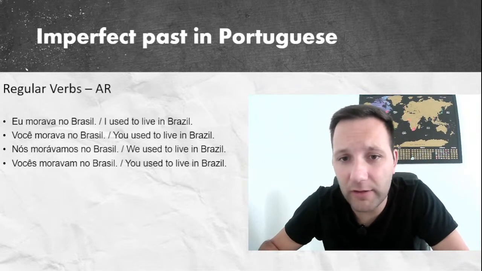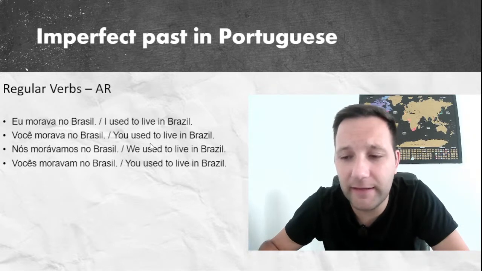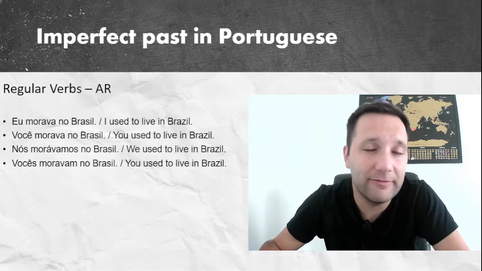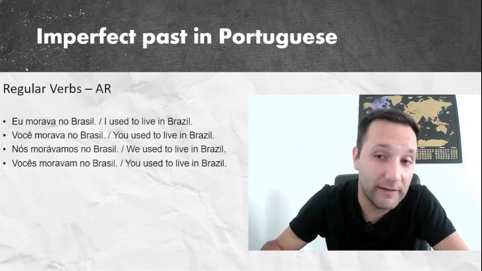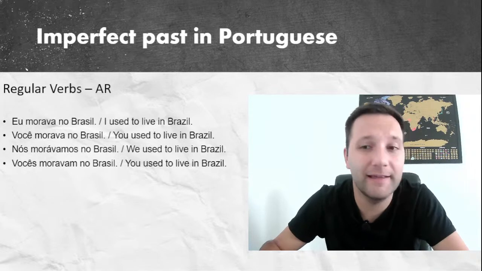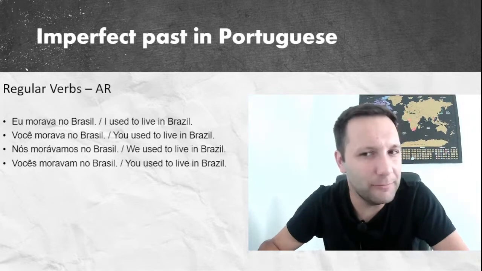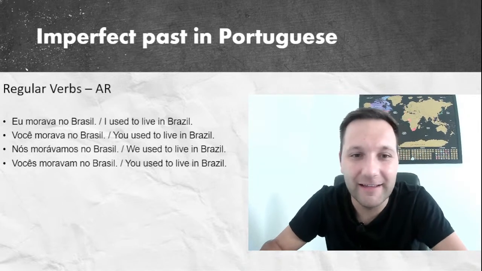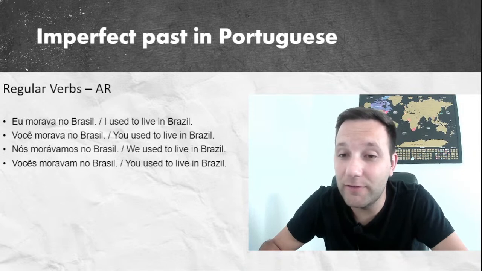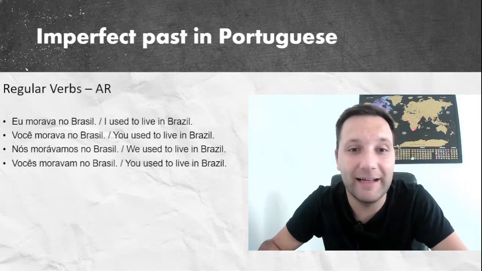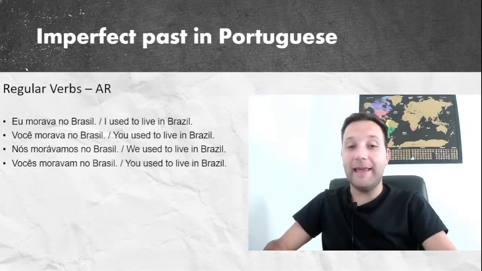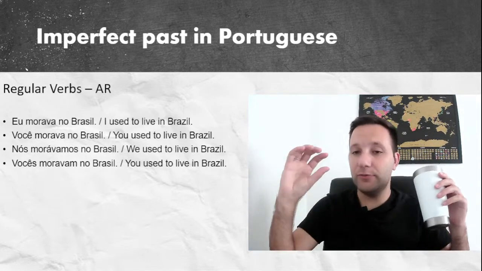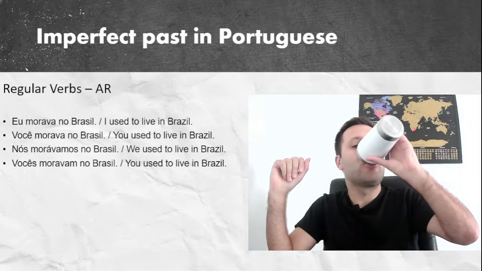But let's use other verbs for you to see that it's easy to conjugate. Eu morava, falar, falava. Eu falava, você falava. How did she use to speak? Ela falava. How did he use to speak? Ele falava. Easy. Nós, we used to speak. Nós falávamos. And the plural. Eles falavam. So, you can conjugate all the verbs with this same standard.